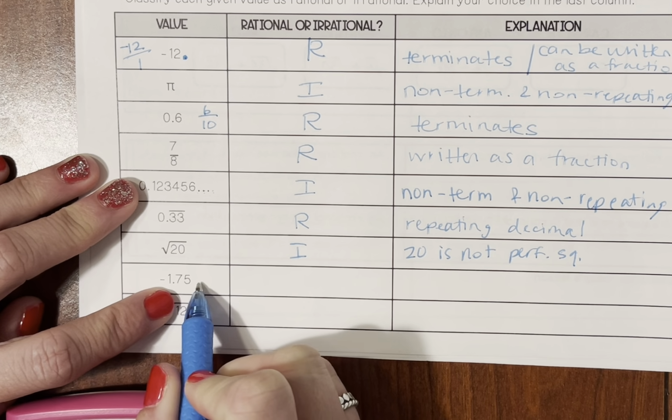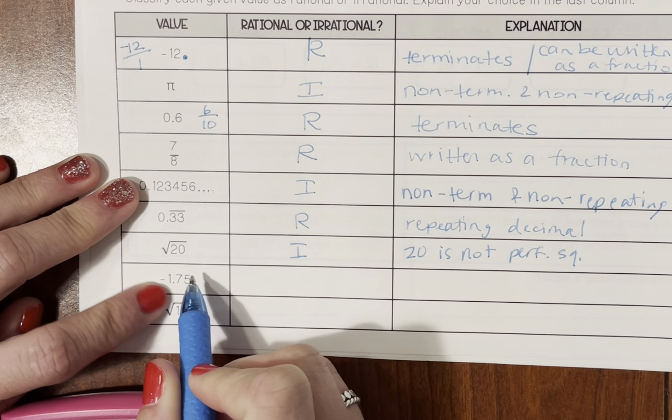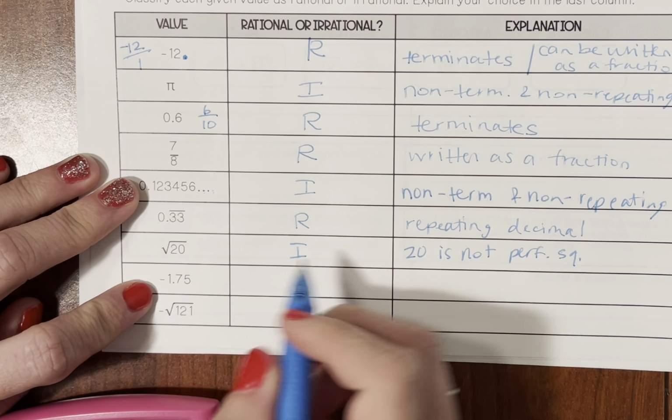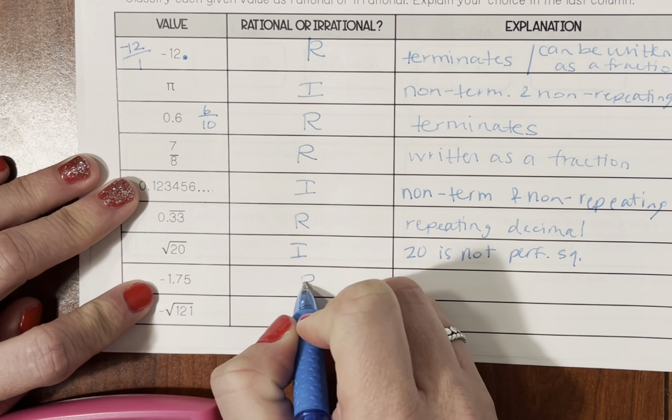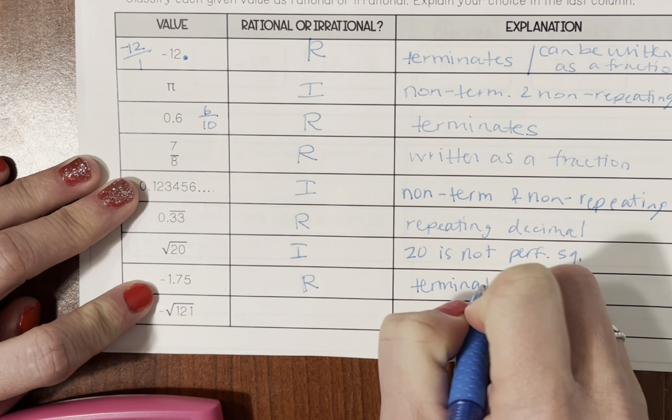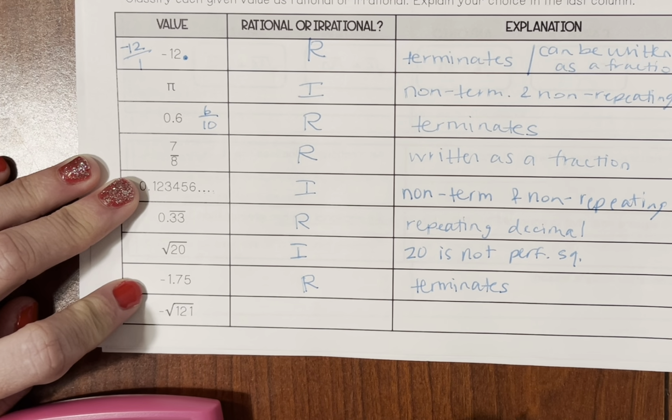There's no dot, dot, dot, so it doesn't go on forever. There's no line, so it's not repeating. So this is an example of a terminating decimal. Terminating decimals are rational, and my reason is it terminates. It stops after the 5.